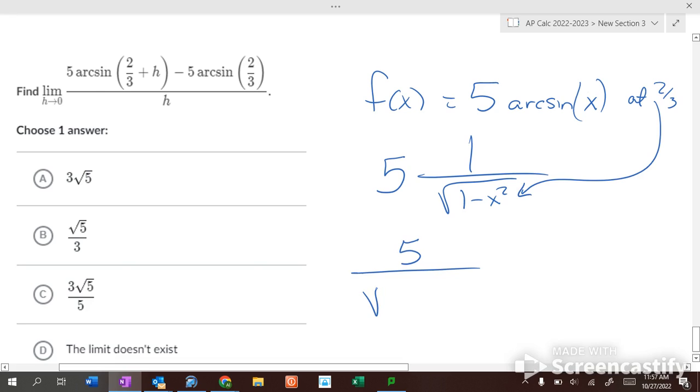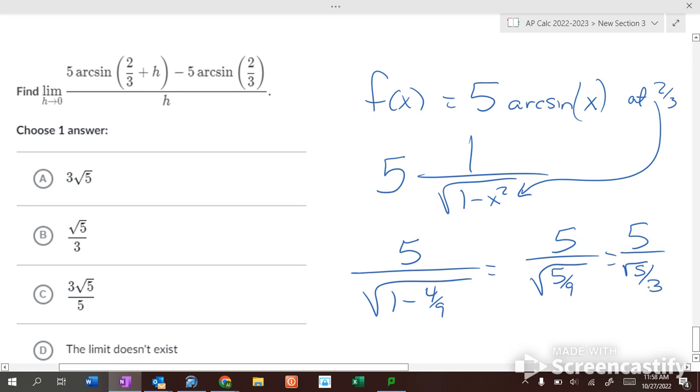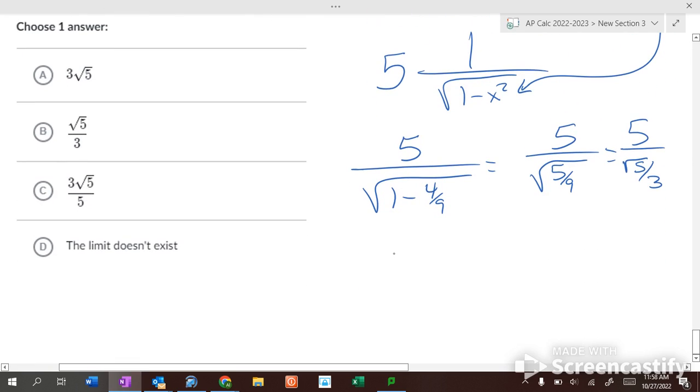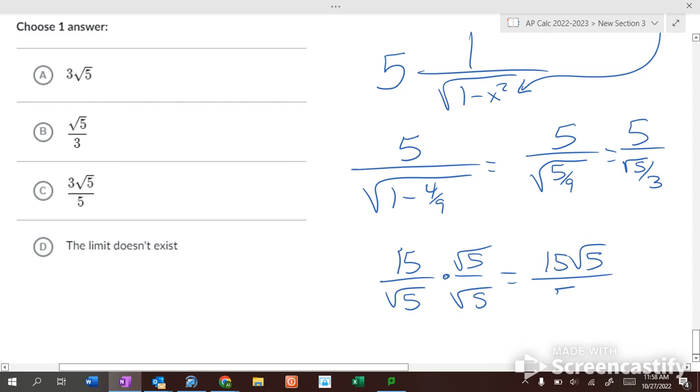So it's 5 over the square root of 1 minus 4/9. What's 1 minus 4/9? Square root of 5/9. What's the square root of 5/9? Square root of 5 over 3. Flip it. So it's really 15 over the square root of 5, correct? Did you see what happened there or not? Because I multiplied by my reciprocal. Can I leave square root of 5 on the bottom? No, so I multiply top and bottom by square root of 5. So it's 15 square root of 5 over 5, which is 3 square root of 5.